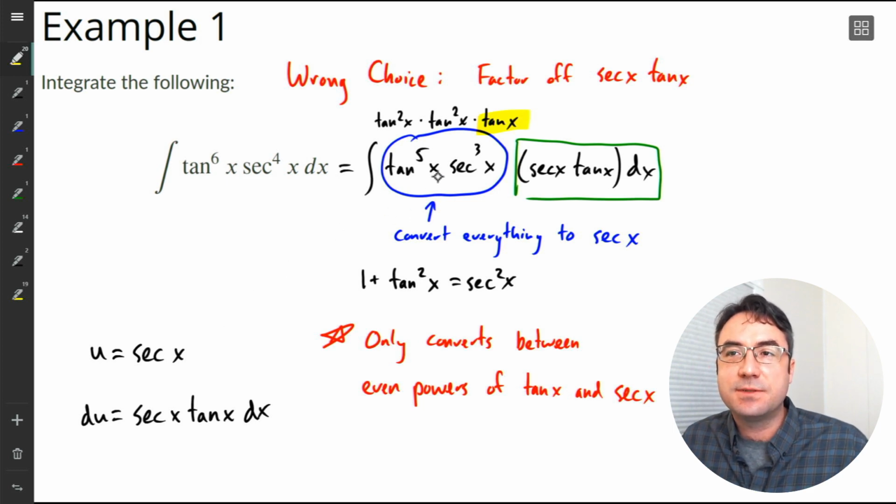So if this happens, well, you tried factoring off secant x times tangent x. You got stuck. It didn't work. Try the other one. So go back, scratch all this out, cross it out, and then try factoring off secant squared and see if that helps.